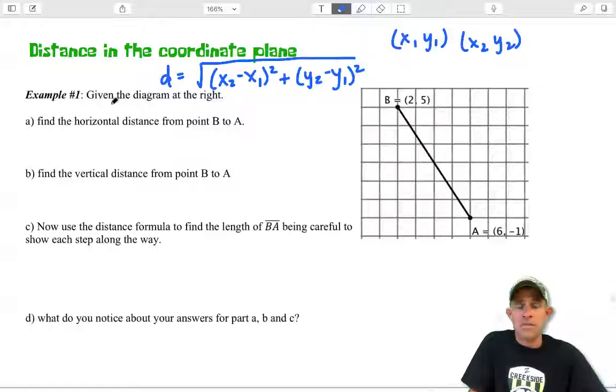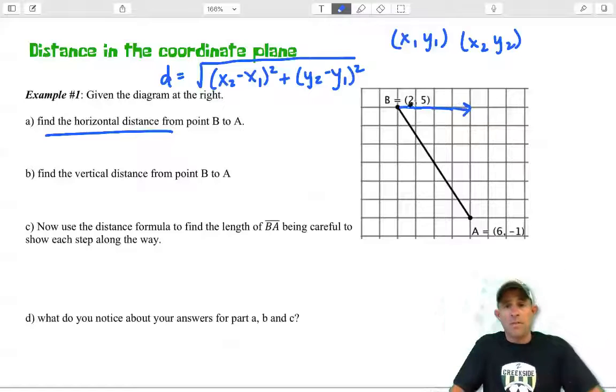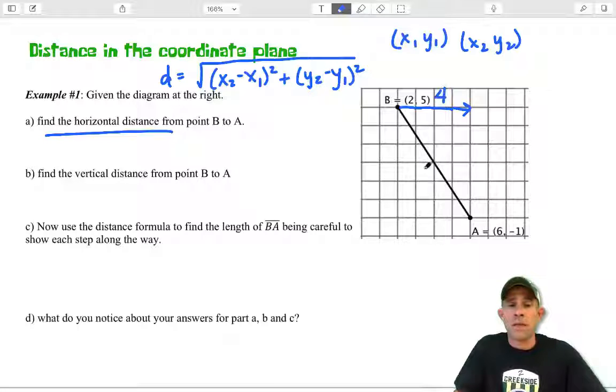All right, so let's take a look at example one. We want to first start off by finding the horizontal distance from point B to A. So we're going to find the horizontal distance by counting 1, 2, 3, 4 blocks to the right there. So there's my horizontal distance from point B to A.